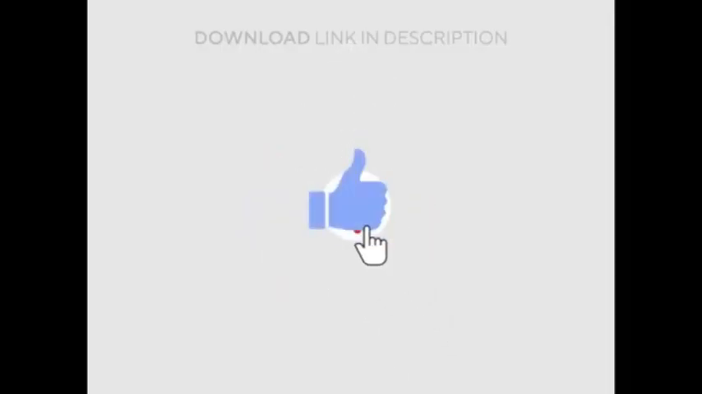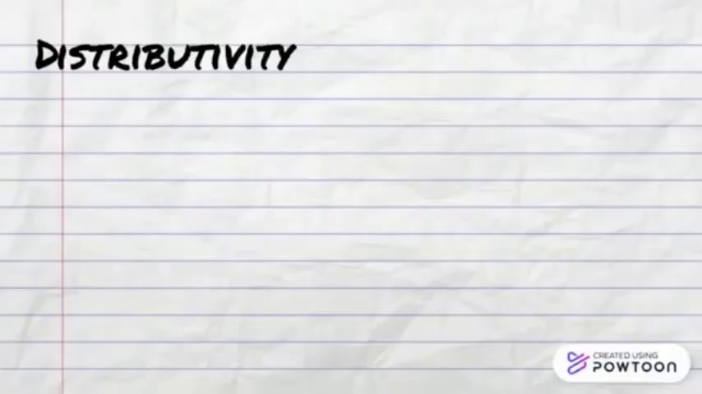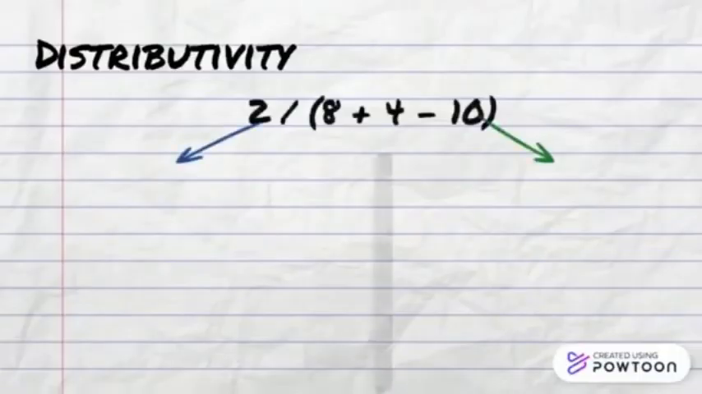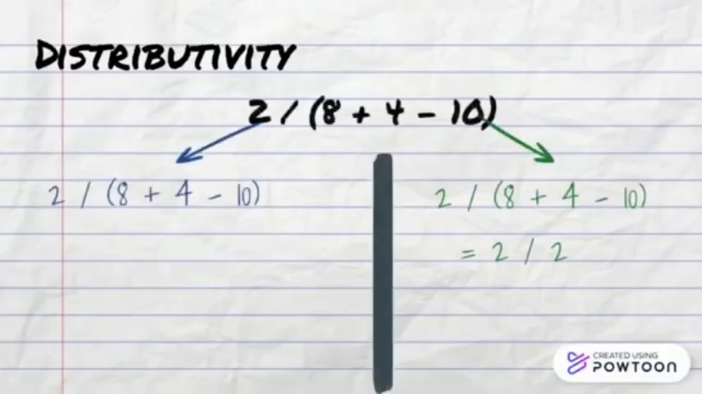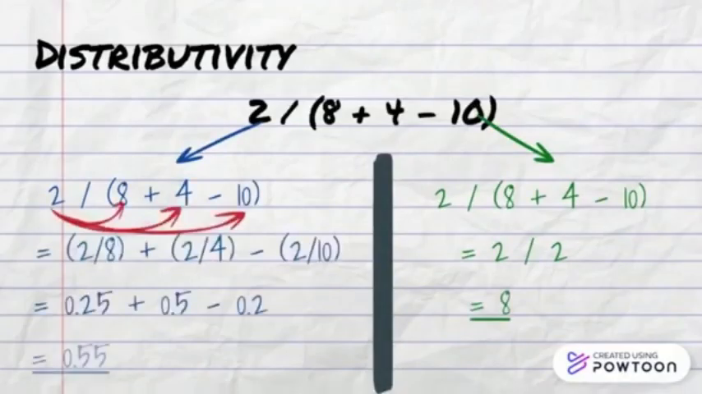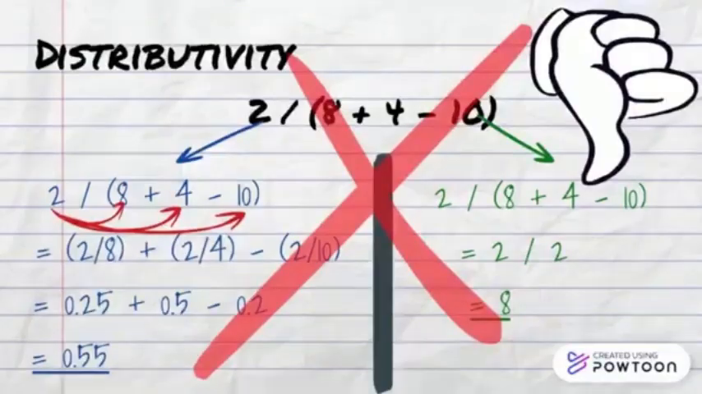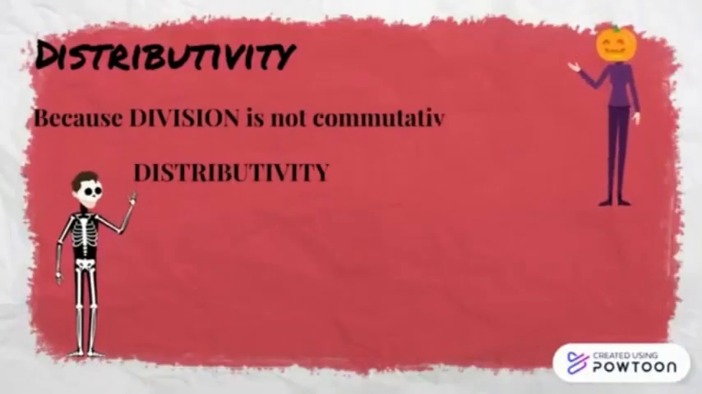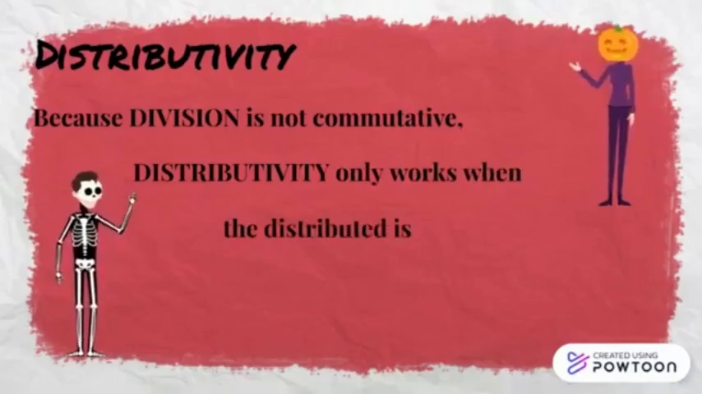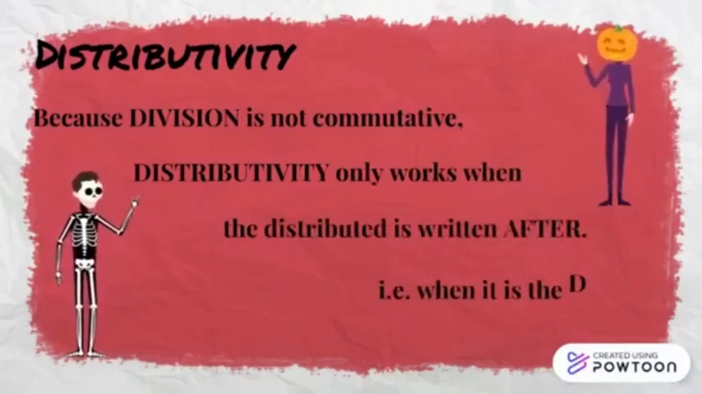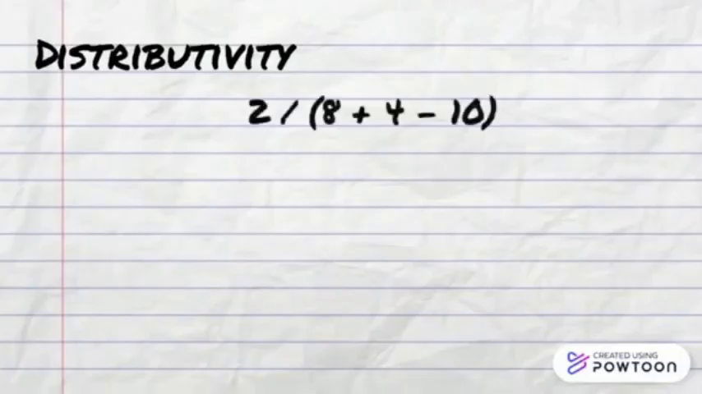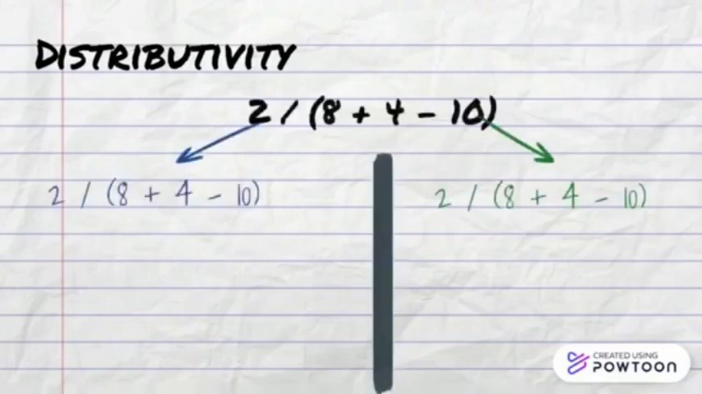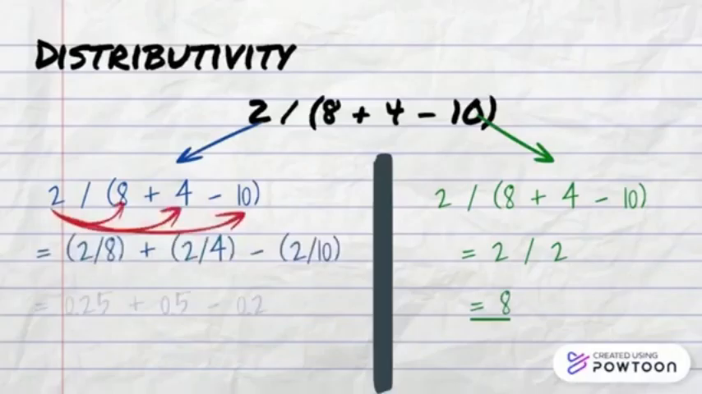Now here's an interesting example with division. We have here 2 divided by, in brackets, 8 plus 4 minus 10, close bracket. If you attempt to distribute the 2 into the 8 plus 4 minus 10, by 8 dividing into 2, 4 dividing into 2, and 10 dividing into 2, you are going to get quite a complicated answer. The answer you get here is incorrect.